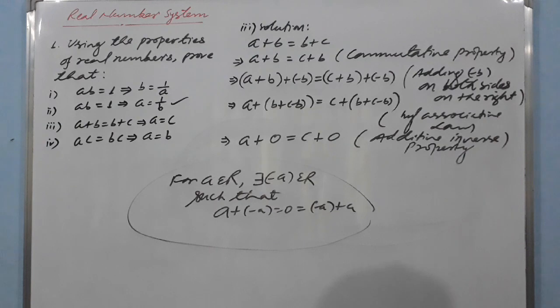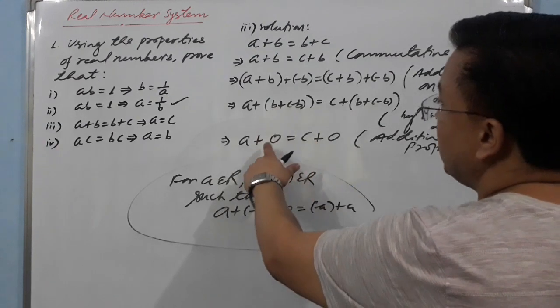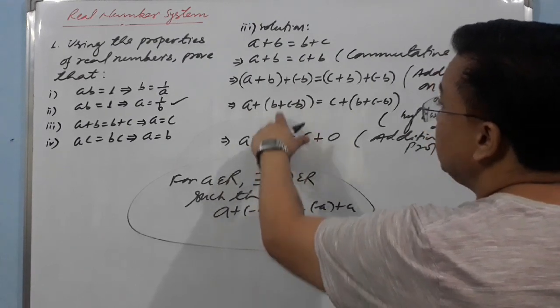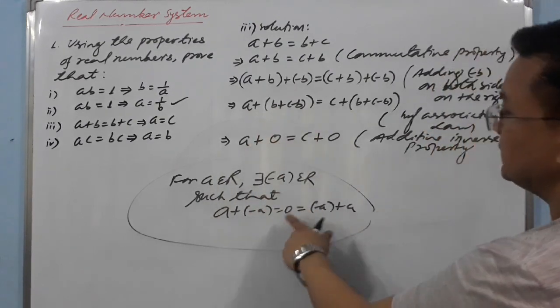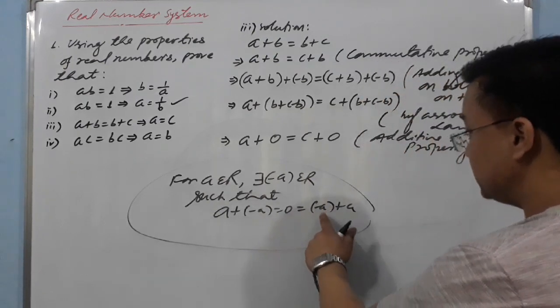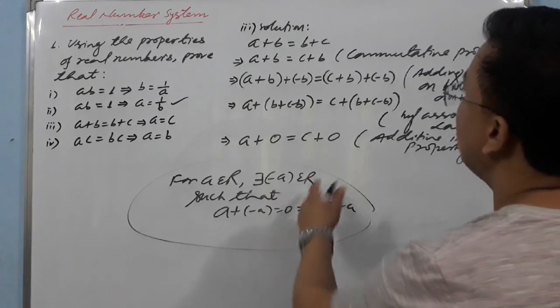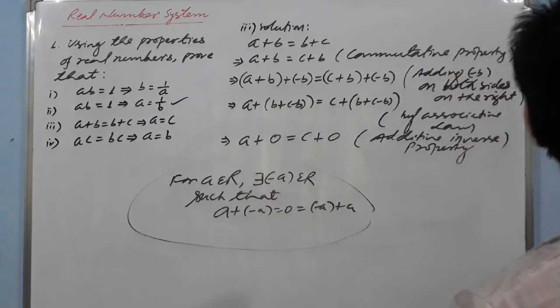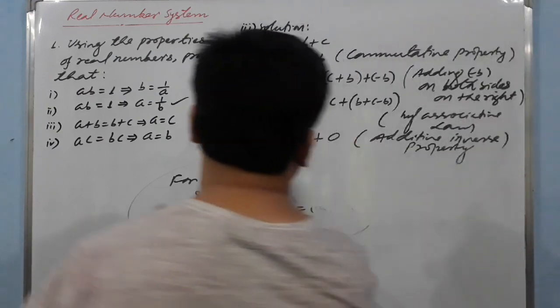a plus 0 is equal to c plus 0. We can write down here, right? So we have written this 0 instead. So how does this become 0? Due to the additive inverse property. You can say a plus negative of a is equal to 0. Negative a plus a is equal to 0. This also is equal to 0. This is due to additive inverse property.